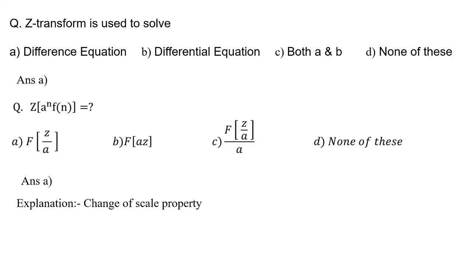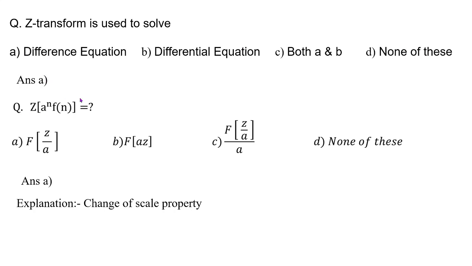Z transform is used to solve differential equation, both A and B, and none of this. So Z transform is applicable when we have a digital signal, right? And for a digital signal, the equation so modeled is called a difference equation. So that's why out of the four choices given, the correct option is difference equation.